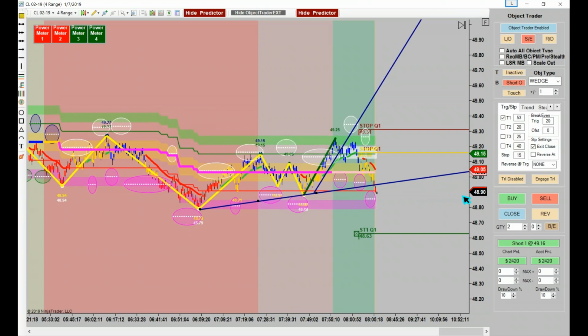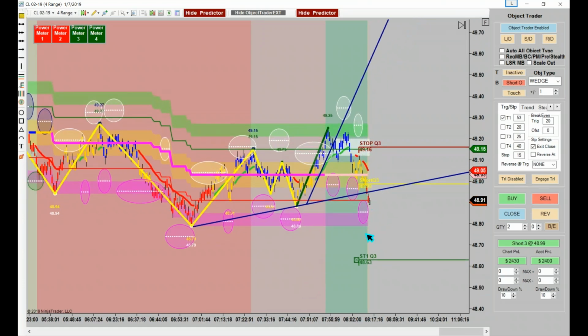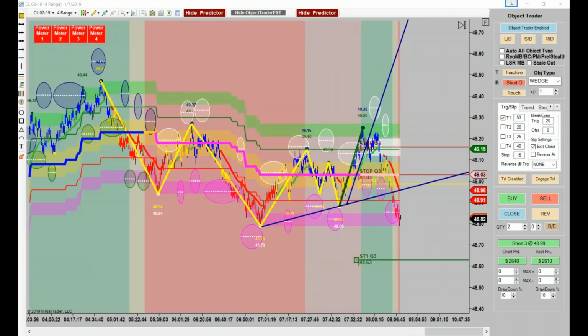I didn't add one for some reason. I'm going to add them anyway then, because it broke my trend line. So I'd definitely take that trade, probably because it kind of smashed through it.